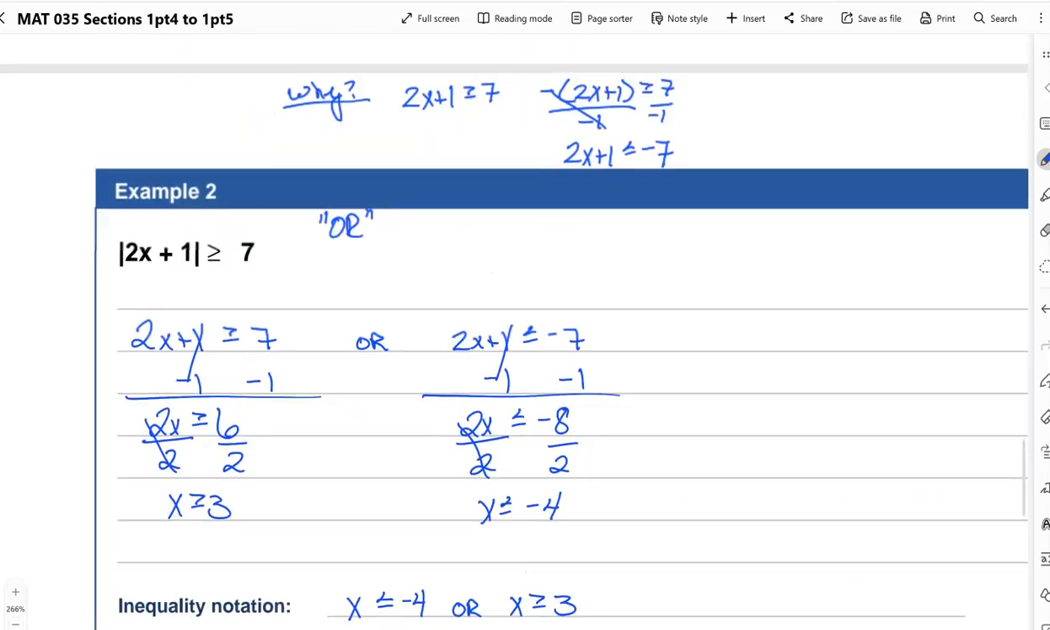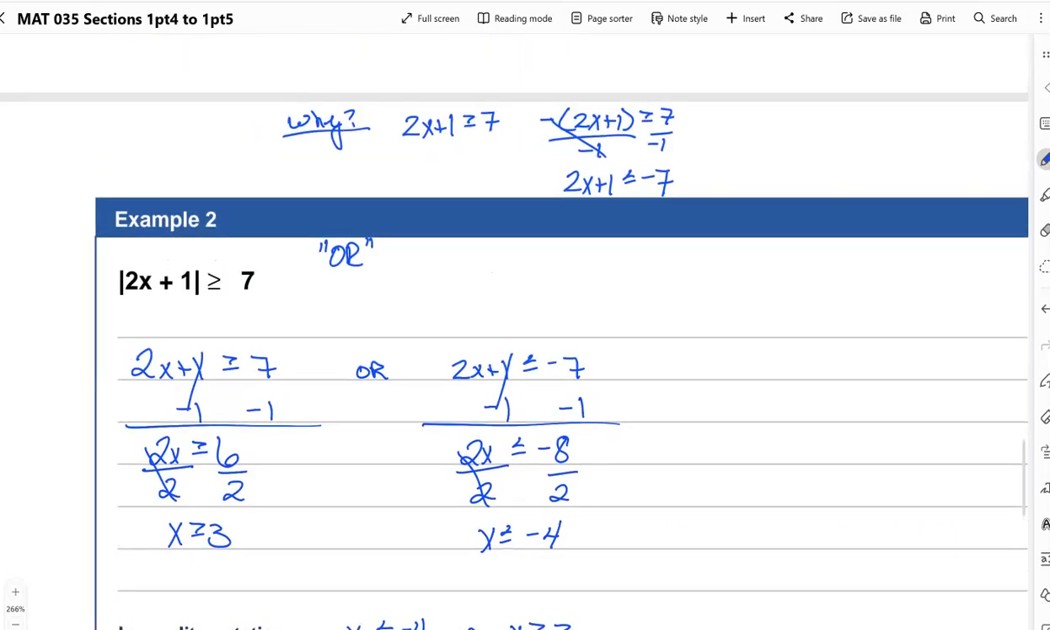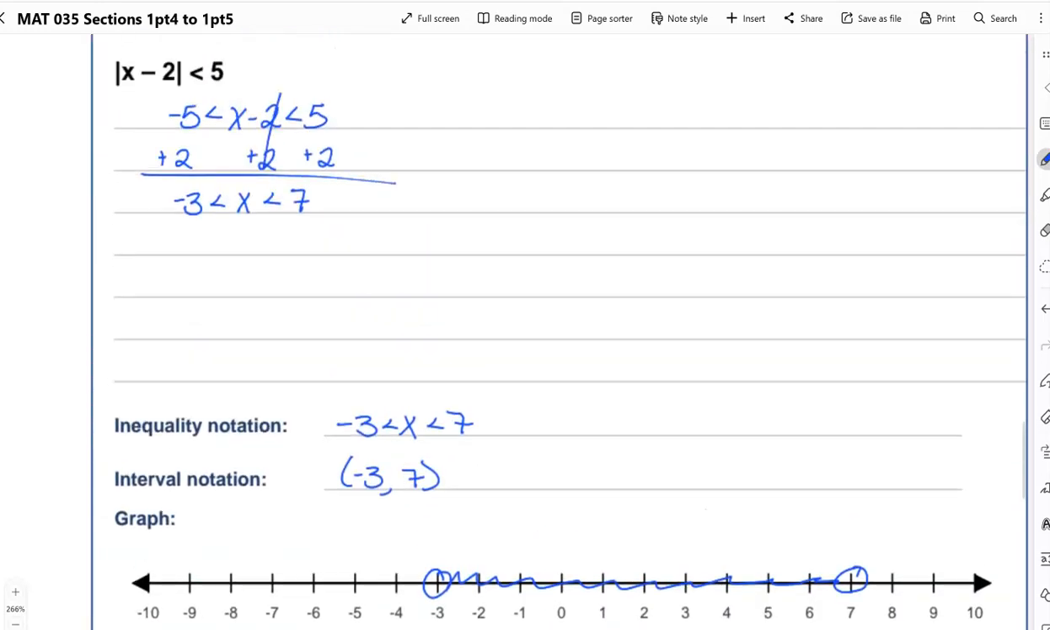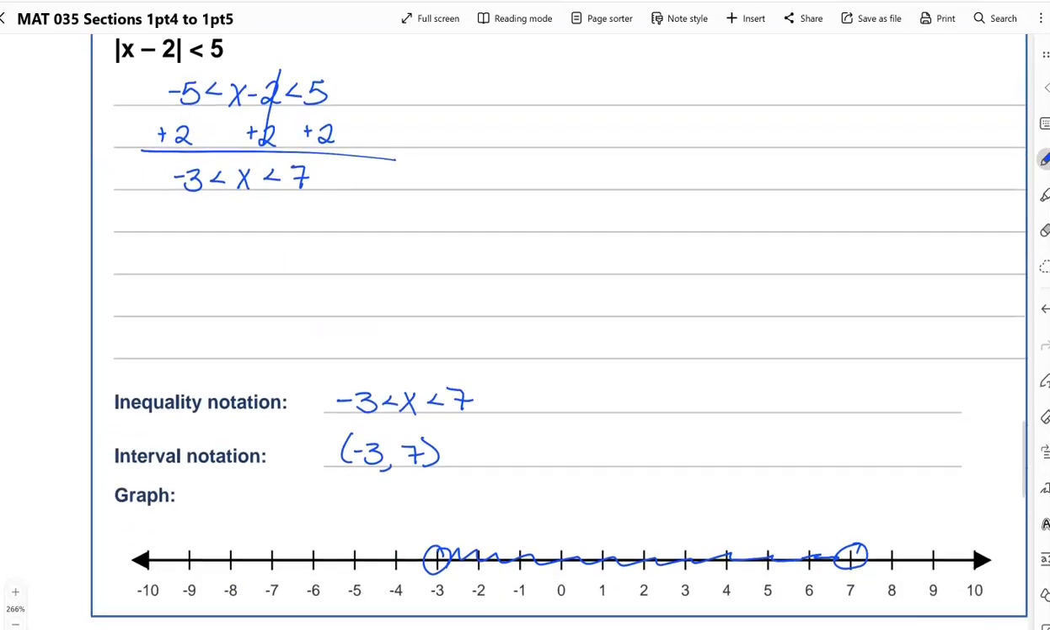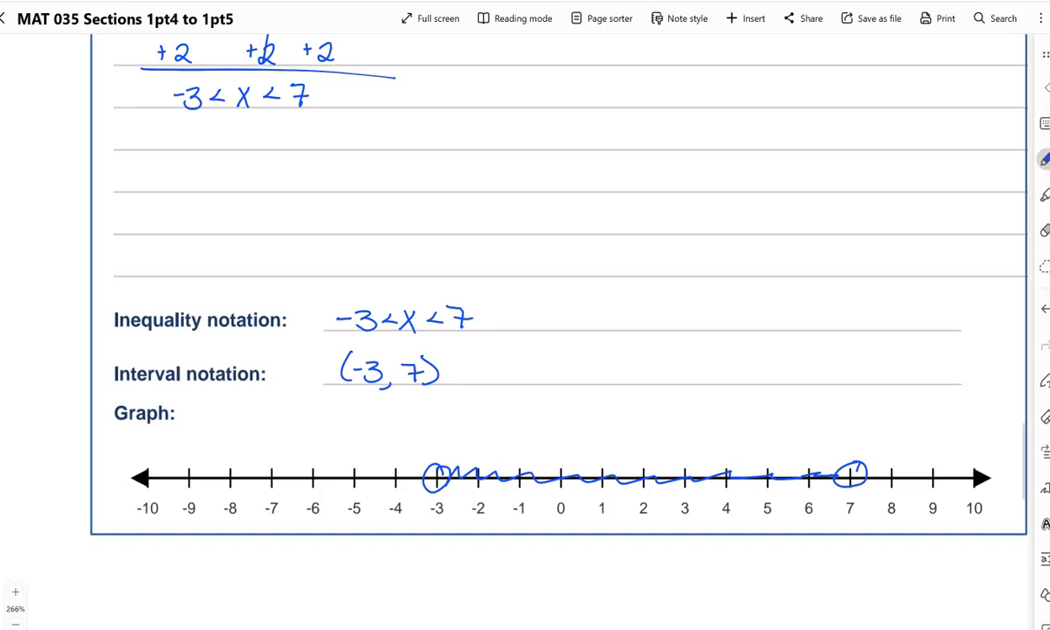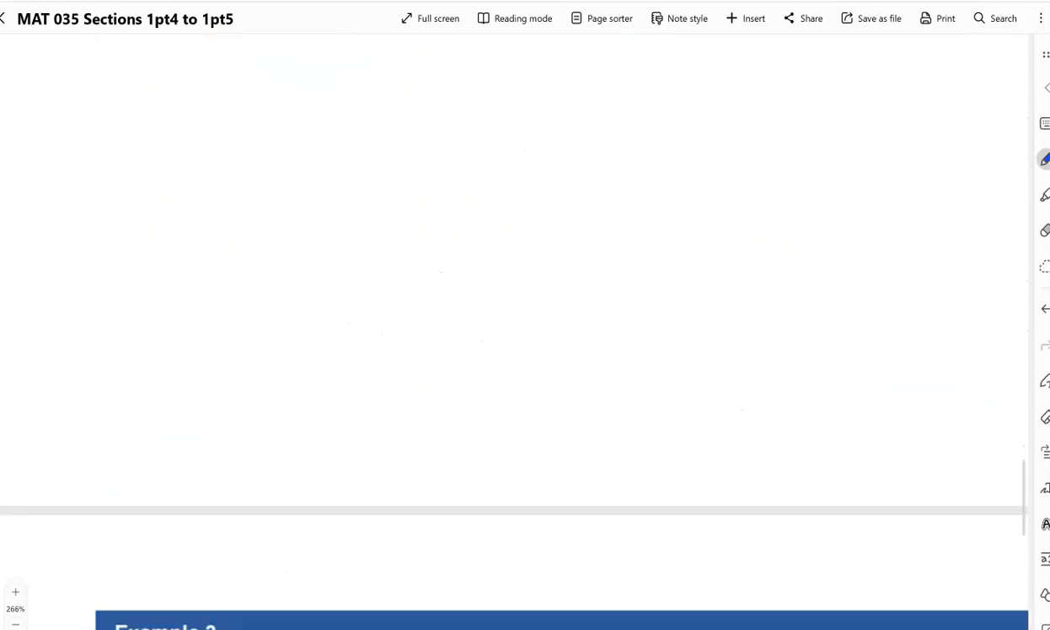Okay, so if it is greater than or equal to, we're writing this as an or, so we have two different inequalities to solve. If it's less than or equal to, it's really an and problem, so it's always going to be shaded between. Let's do another one.